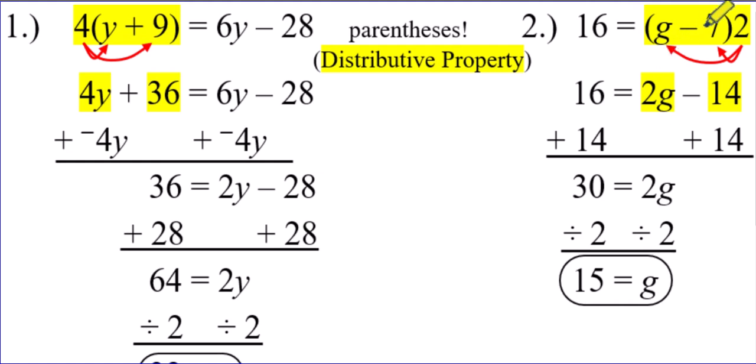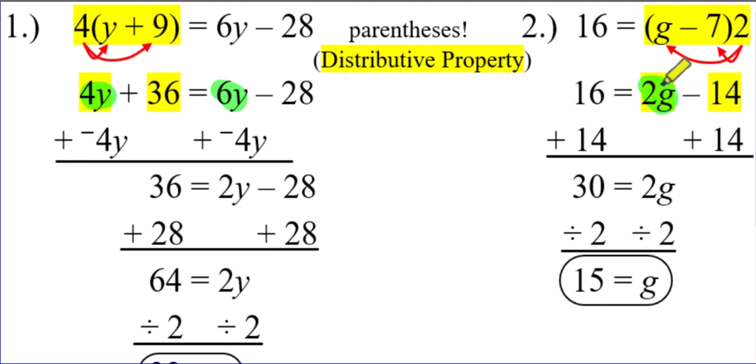Problem number 2. Again, there's a distributive property section on the right, so I take 2 times 7, 2 times g. This problem is unique because unlike number 1, where we had the variable on both sides, and so I tried to eliminate it from the left side by adding the opposite to get a 0, on problem number 2 the variable is only on the right side. So I skipped the work of trying to get the variable to go from both sides to one side if it's already on one side.